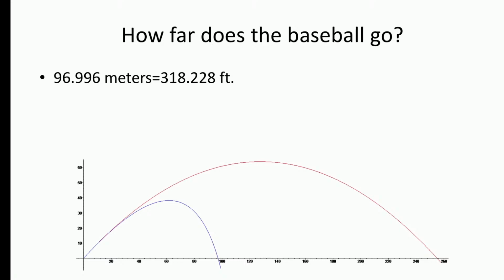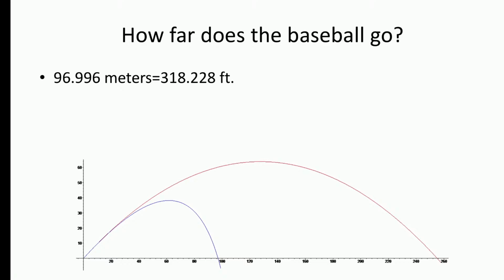High school physics predicts this beautiful parabola. The baseball is not only hit out of the park, it's down the street into the next state maybe. So this is huge. Almost 260 meters is the distance that the baseball would fly according to high school physics, which is like 850 feet. It's huge.